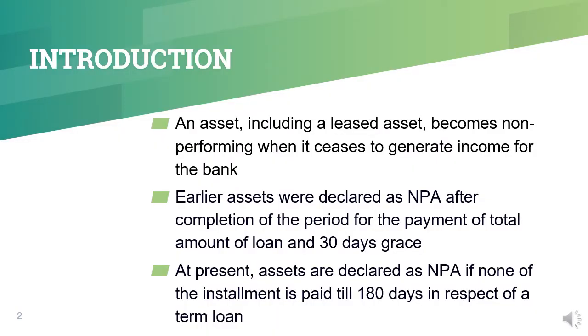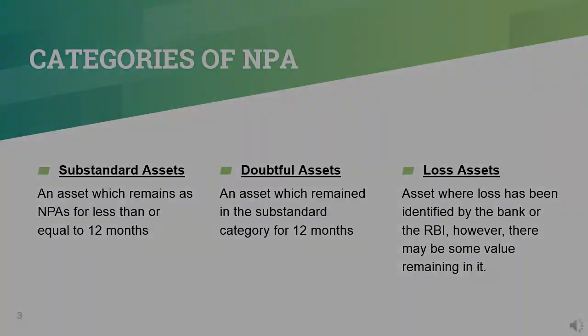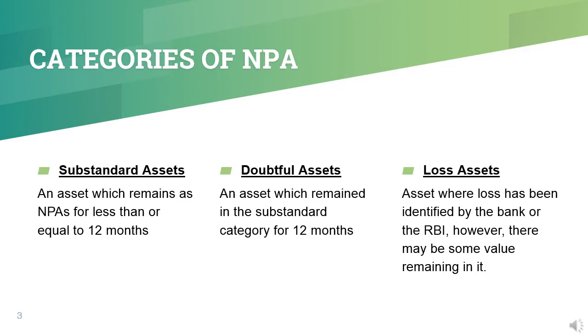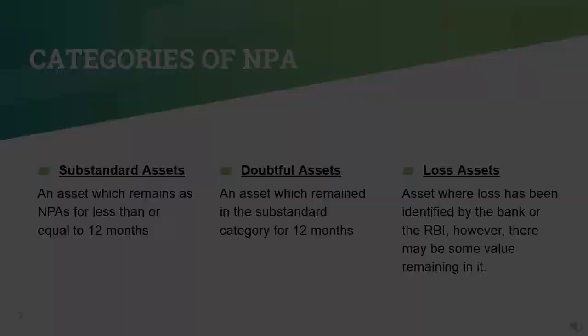An asset becomes non-performing when it ceases to generate income for the bank. Earlier, assets were declared as NPA after completion of the period of the payment of the total amount of the loan and 30 days grace. At present, assets are declared as NPA if none of the installments is paid till 180 days with respect to a term loan. There are three categories of NPA: substandard assets, doubtful assets, and loss assets.